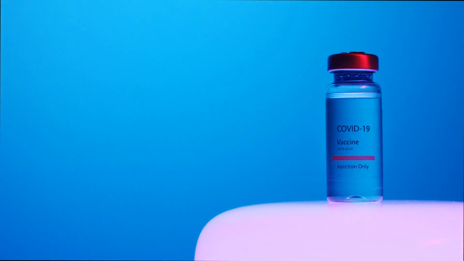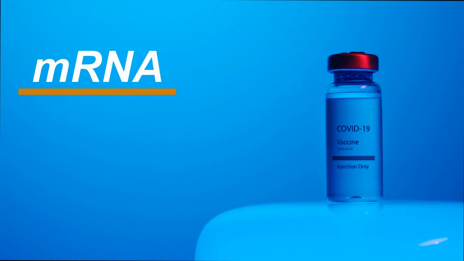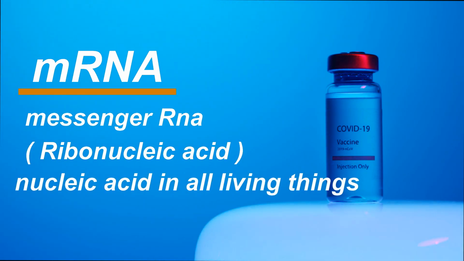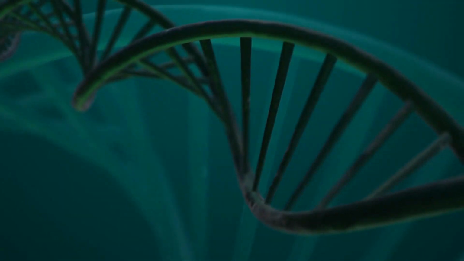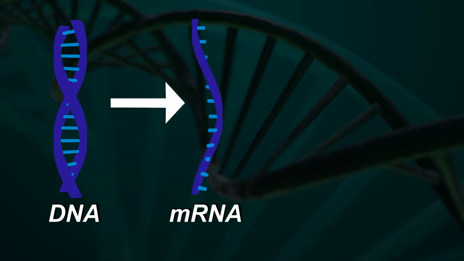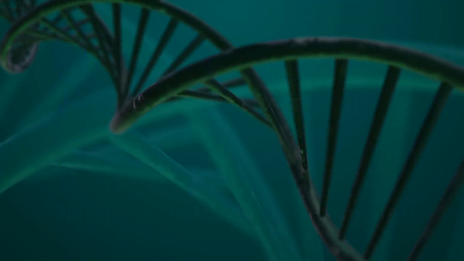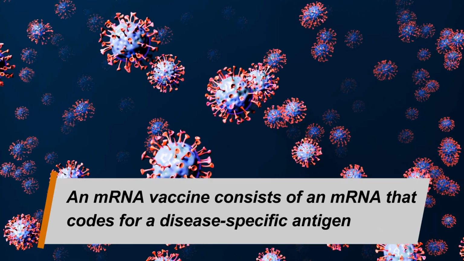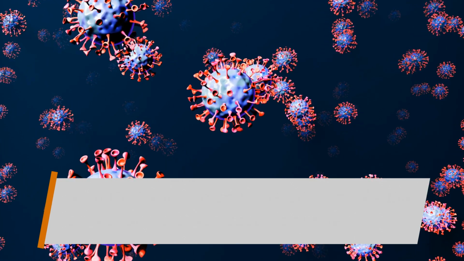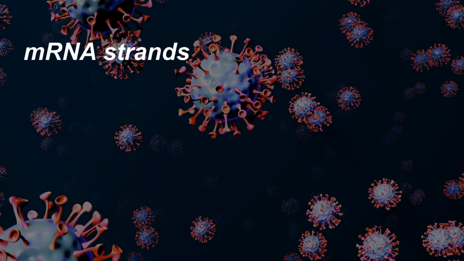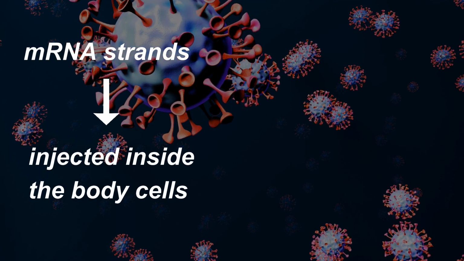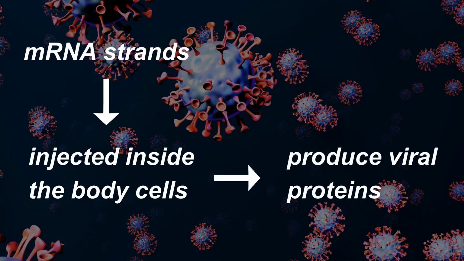Before discussing mRNA vaccines, let's discover mRNA. mRNA stands for messenger RNA, which is a nucleic acid in all living things. Cells use DNA as a template to make messenger RNA molecules, which are then translated to build proteins. An RNA vaccine consists of an mRNA that codes for a disease-specific antigen or viral protein. Once the mRNA strand that codes for the antigen is injected inside the body cells as a vaccine, the cells use the genetic information to produce viral proteins.